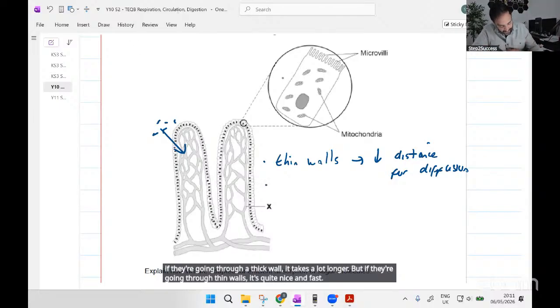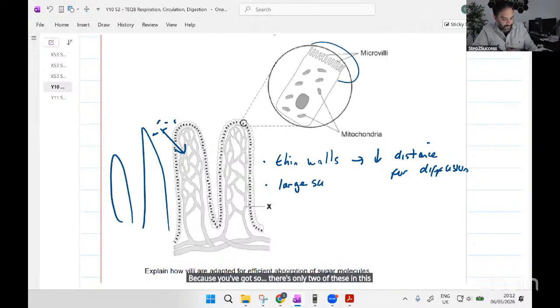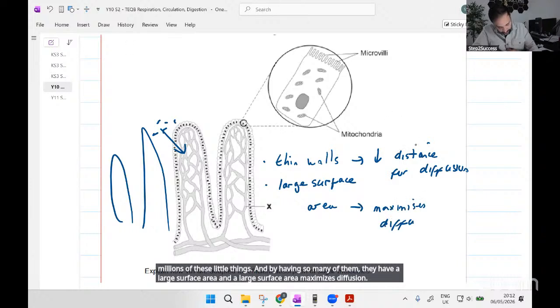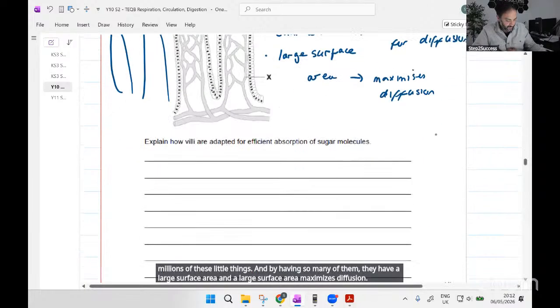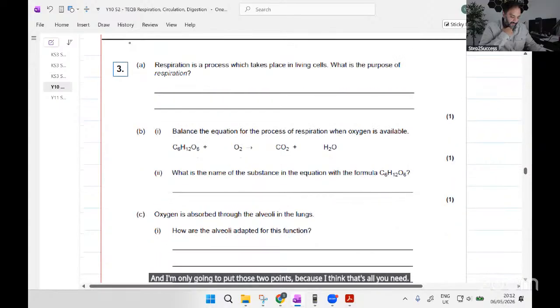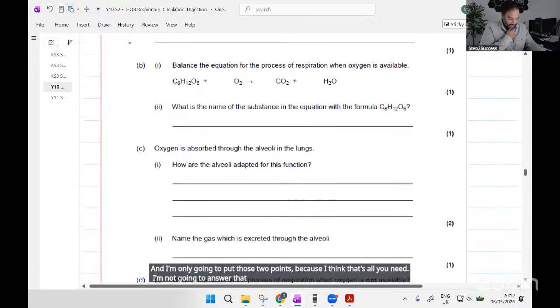You can also say that they have a large surface area because there's only two of these in this picture, but there's millions of these little things. And by having so many of them, they have a large surface area, and a large surface area maximizes diffusion. And I'm only going to put those 2 points because I think that's all you need. I'm not going to answer that, or answer that, or answer that.